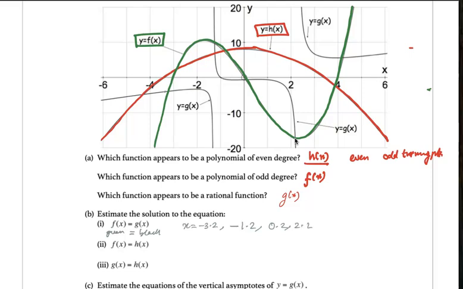So in exams, if you have this, you can use different colors. Why is it 2.2? Oh, sorry, because you're looking at the x value. So when you write the solution, you have to write the x values.